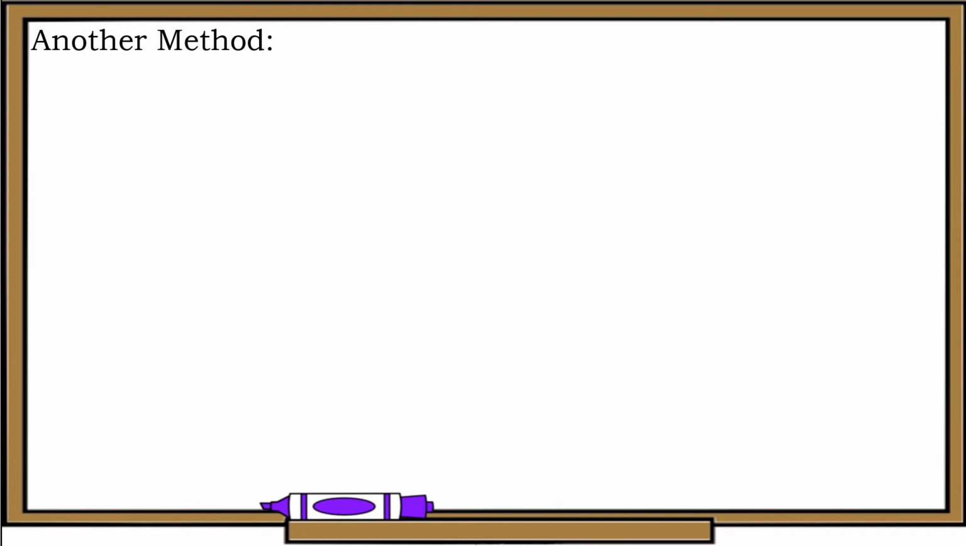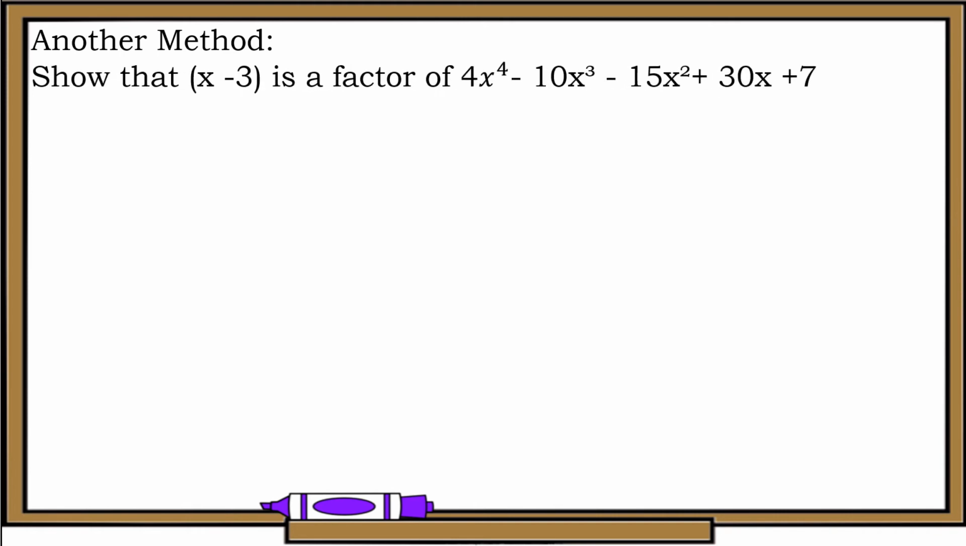Another method. Gamitin natin yung former problem na show that x minus 3 is a factor of 4x to the fourth minus 10x cubed minus 15x squared plus 30x plus 7. Kanina, kinalculate natin yung P of x. This time, pwede rin naman natin gamitin ang synthetic division. Tingnan natin kung pareho din yung remainder na lalabas. Or kung nahirapan kang mag-calculate sa P of x, pwede mong gamitin ang synthetic division.